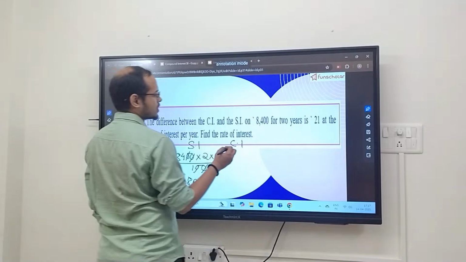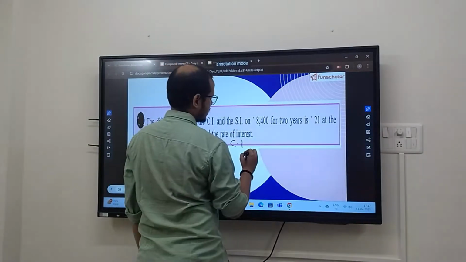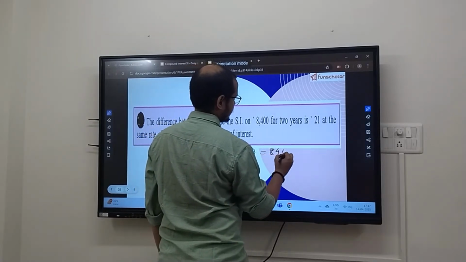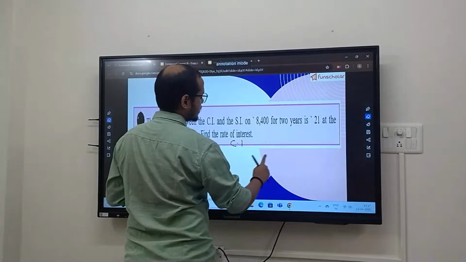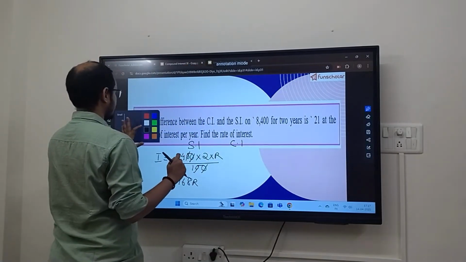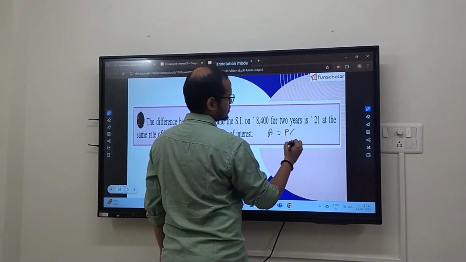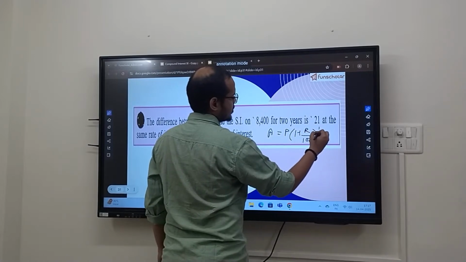Okay, and for compound interest we are going to find what? The amount. Let's first derive this formula only. Okay, how to do this? Let's see. Amount is equal to principal into 1 plus r by 100 to the power t.